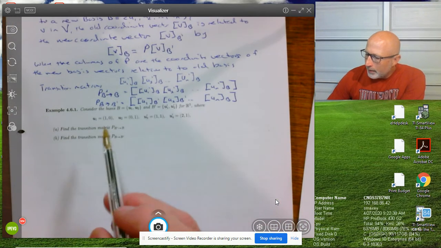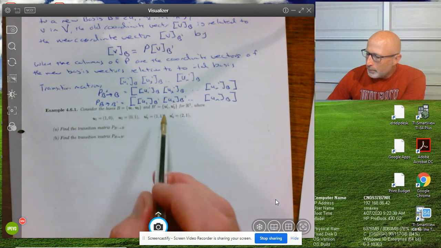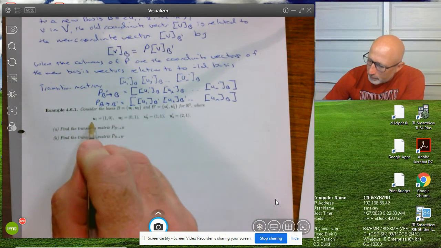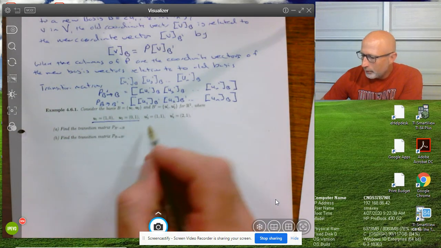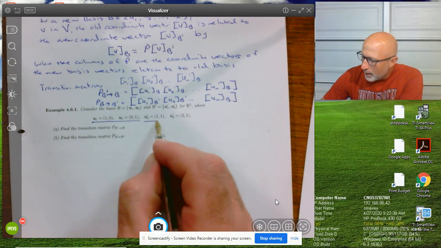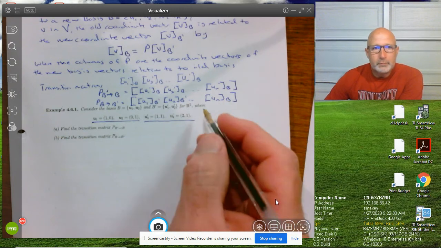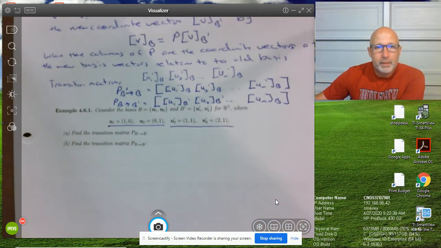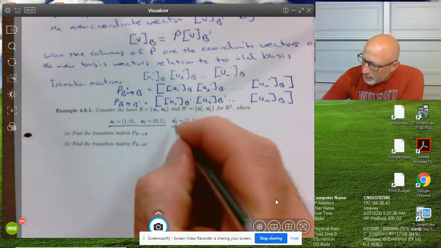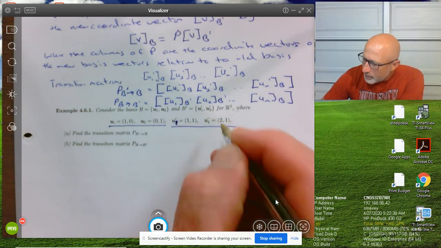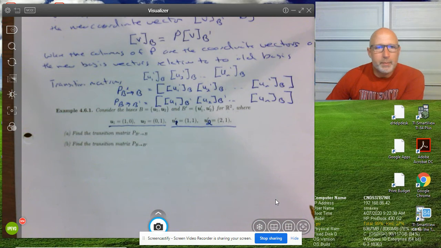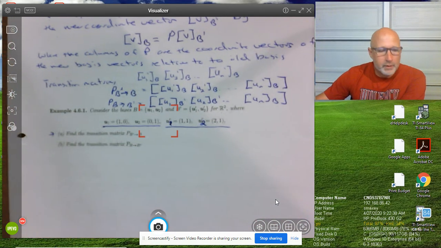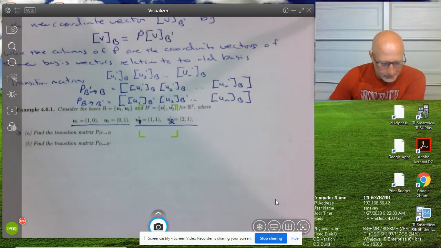Okay, so consider the bases B, which is U1, U2, and B prime, which is U1 prime, U2 prime for Rn, where the basis B is given by those two vectors, and the basis B prime is given by those two vectors. Now, I know you can't even see it because it's super blurry there. But this should be U1 prime, and this should be U2 prime. Sorry about that typo. So find the transition matrix. How exactly are we going to do this?